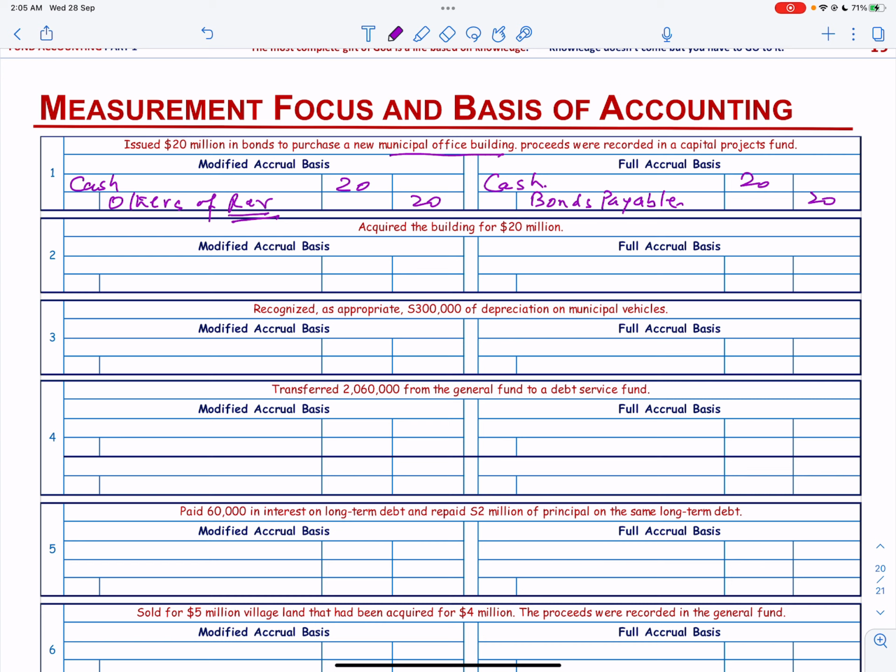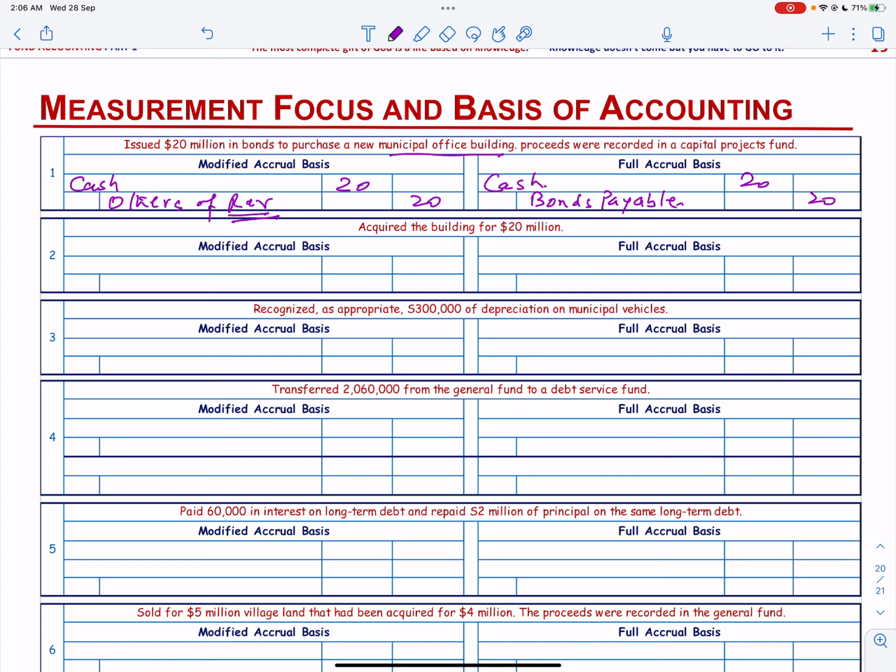Then let us go to the second transaction: acquire the building for 20 million. Under the modified accrual basis, when the government buys a building, they don't consider it as an asset. Rather, they consider it as an expenditure. So the government will record transactions like a personal transaction. Like when I buy jeans, I will not consider it as an asset. Rather, I will consider it as an expenditure. What I spent now is the resource measurable and available.